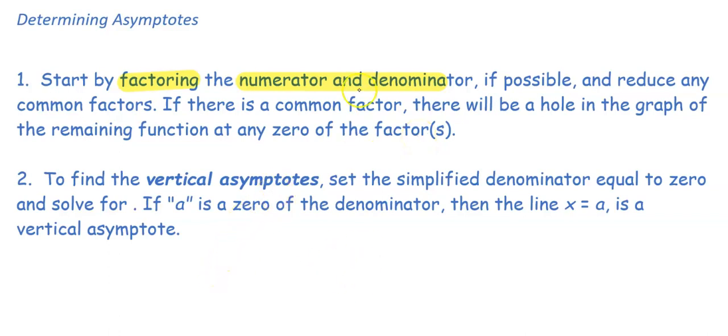And then for our vertical asymptotes, that's what y equals. Or I'm sorry, what x equals. Our vertical asymptotes are what x equals. That's our denominator. Vertical asymptotes are determined by the denominator. So you set your simplified denominator equal to 0 and solve for x. We're going to solve for x equals a. If a is a 0 of the denominator, then x equals a is a vertical asymptote.